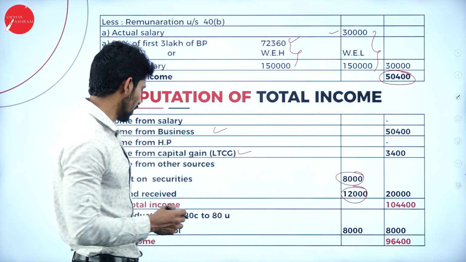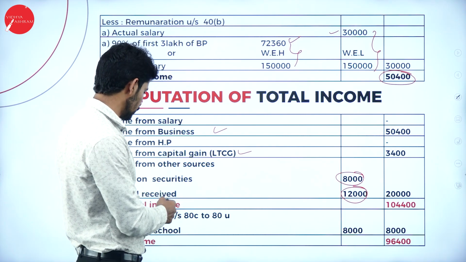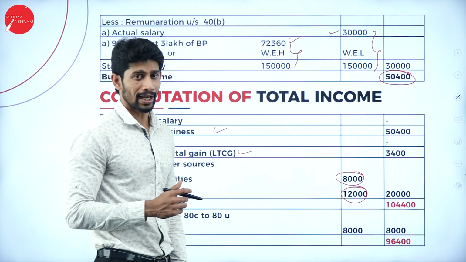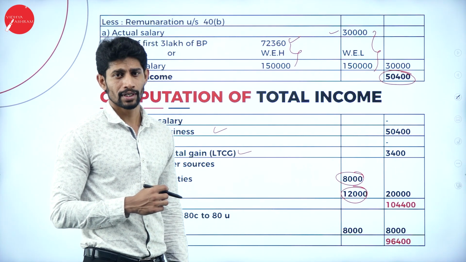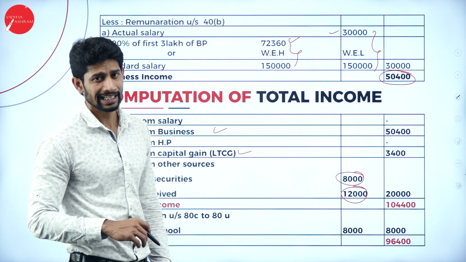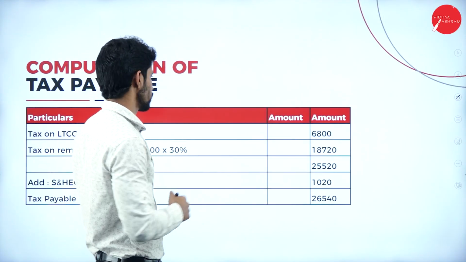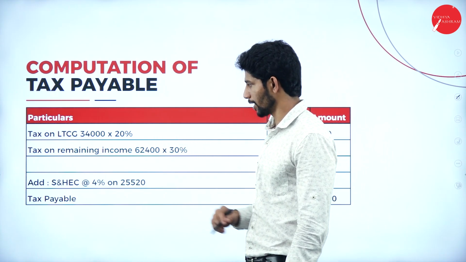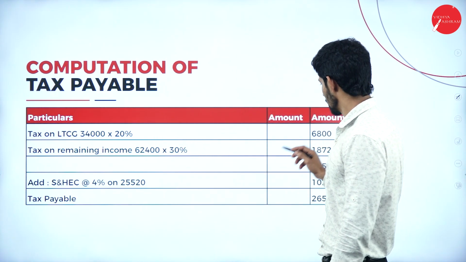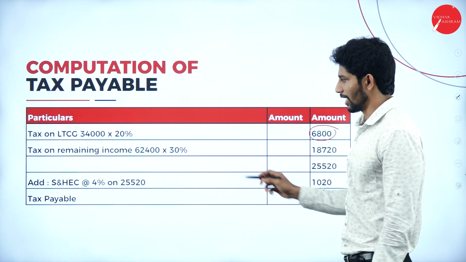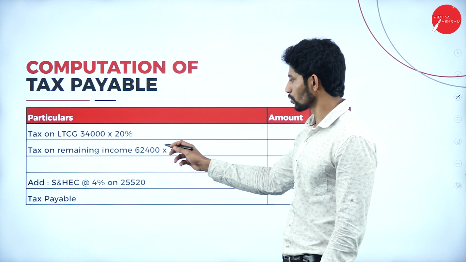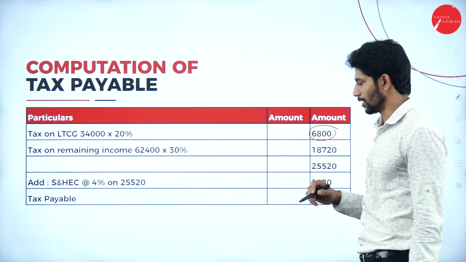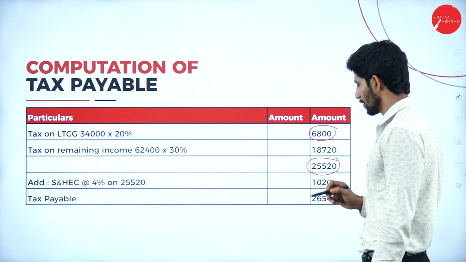Next, less deduction under section 80C to 80U. In that we have donation to school of rupees 8,000. Deduct 8,000. You will get the balance of rupees 96,400. That balance is called what? Total income. Next, moving further, computation of tax payable. So first compute tax on long-term capital gain, 20% on 34,000. You will get 6,800. And tax on remaining income, 62,400 into 30%. You will get 18,720. Total these two, you will get 25,520.